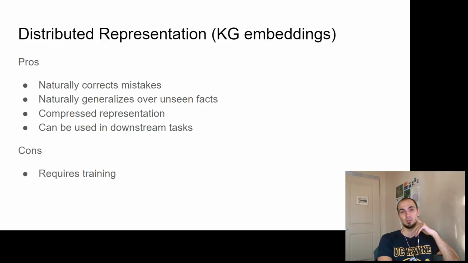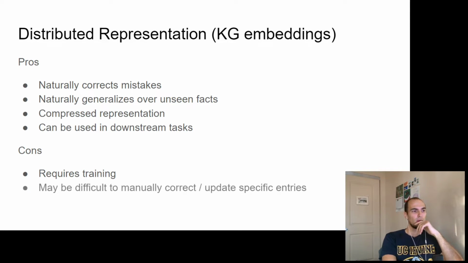There are also cons, of course. There's no free lunch. So first of all, knowledge graph embeddings require training. So it implies that sometimes it can be slow. It also requires you to do some work. It's much more difficult to obtain knowledge graph embeddings than just to write down all the knowledge triples that you have. And it also may be difficult to manually correct or update specific entries.